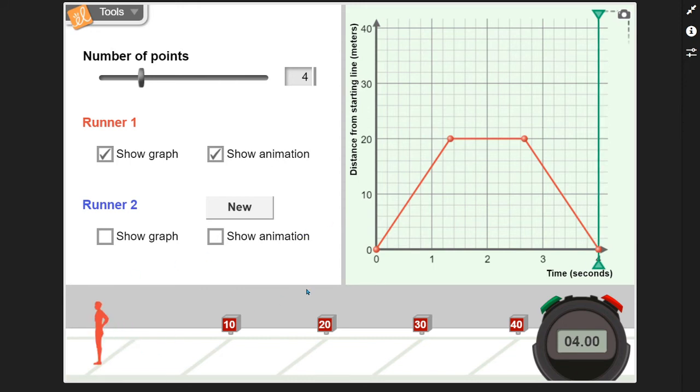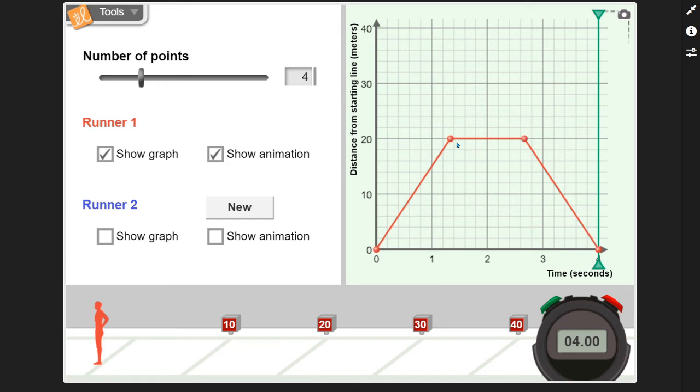Very good. And what you should have observed is they started at 0, 0. That is, at 0 seconds, they were 0 meters away from the starting line. They then ran for a little over 1 second, not quite 1.5 seconds. And how far away did they get? They got 20 meters away. They got up to this point here.